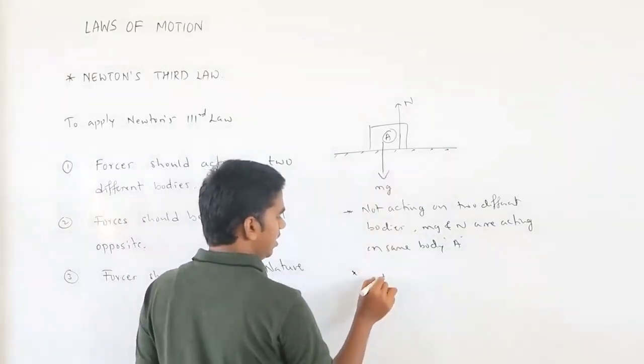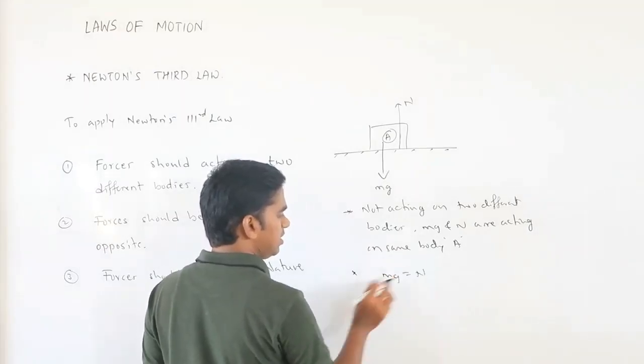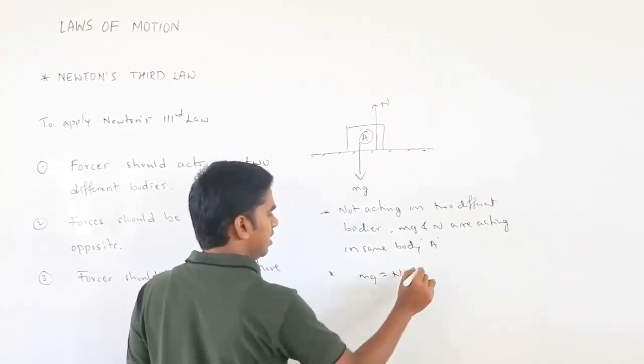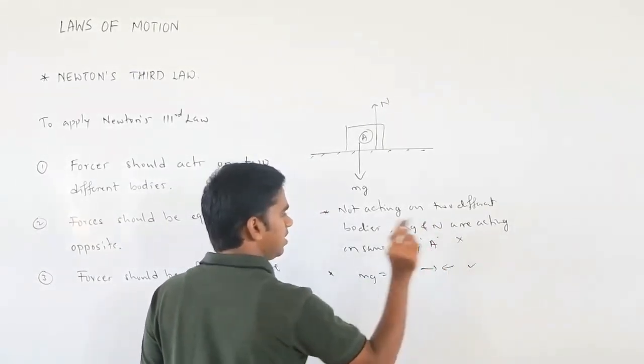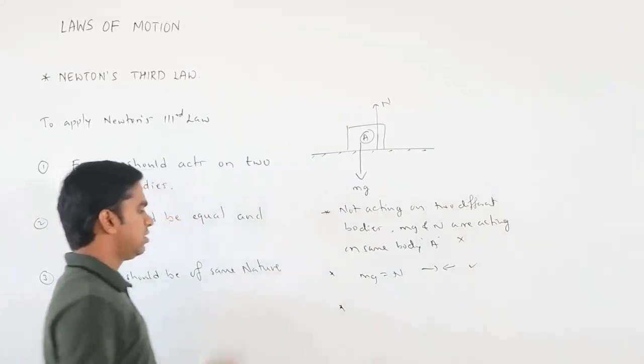So mg and N are equal. This we have seen in our last discussion. They are equal and opposite also. So the second statement will hold good. The first statement will not hold good. We will look at the third.